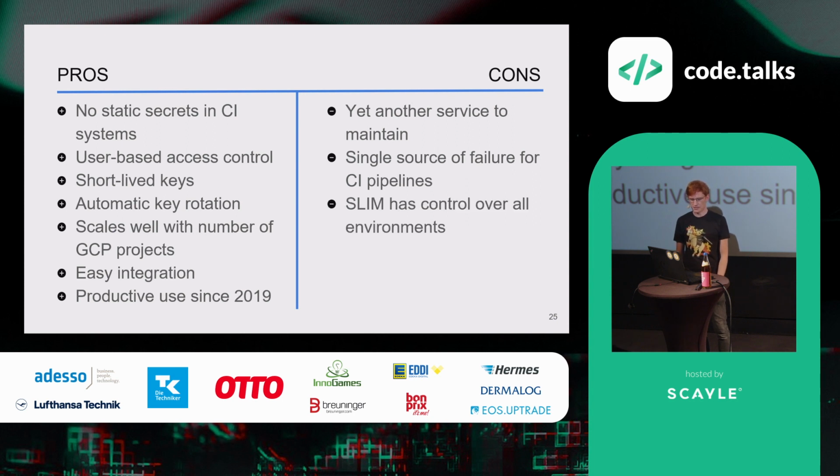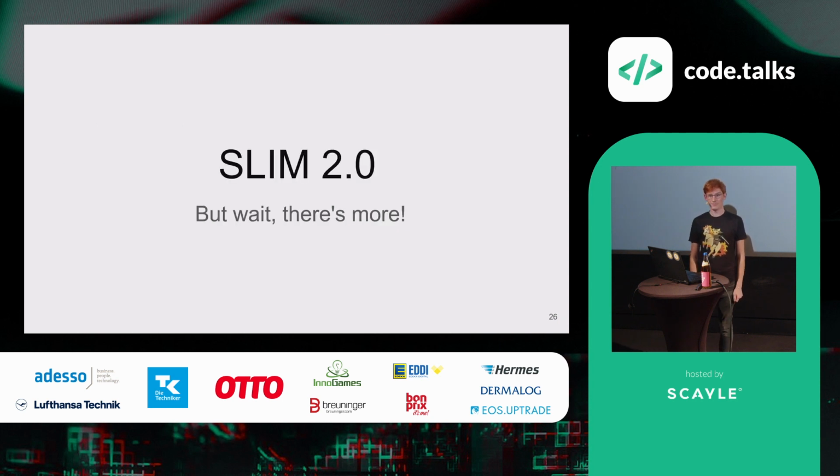And also something that is maybe a little problematic is that the Slim service now has complete control over the whole GCP environment, because it has control over all the deployment service accounts for every single project. And these are very privileged, and most of the time have owner permissions on GCP and can do everything. So you may ask yourself now, is there something we can do better? Yeah, we improved that.